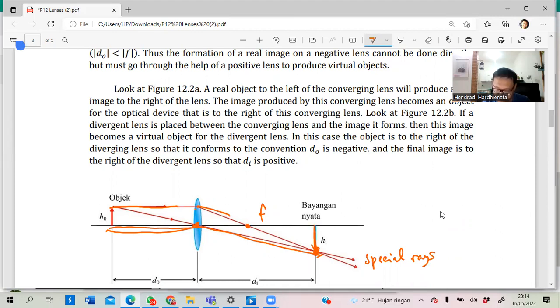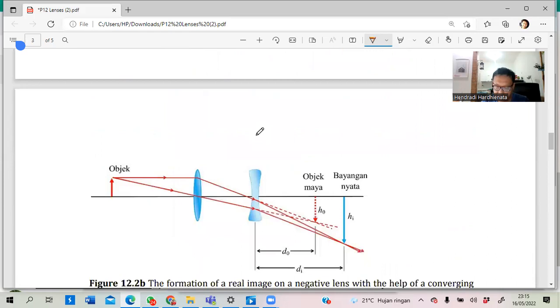The distance of the image is given here, which is positive. Again, this is also positive, and the focal length is also positive, right? And this is how you do the drawings.